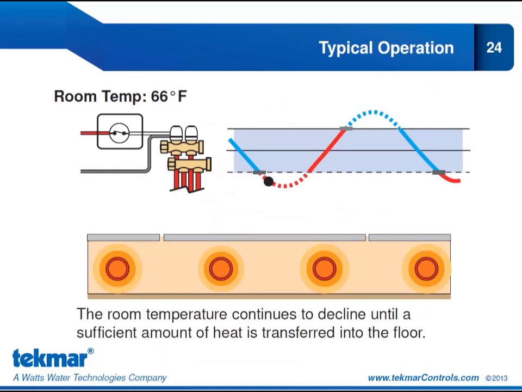The room temperature continues to drop until a sufficient amount of heat is transferred to the floor. So you can see our room temperature dropped to 66 degrees Fahrenheit. At this point, heat has been supplied to the tubing for a while now. And because of the delay between the heat delivery to the floor and the heat transfer to the air, it caused us to drop further below our differential before we started to feel any heat being radiated to the space.